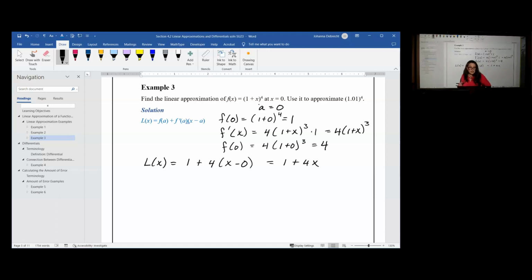Now we want to use this to approximate 1.01 to the fourth power. When we do this, we have to think about what the value of x actually is. What we want to raise to the power is 1.01, but the thing being raised to the power is the binomial 1 plus x. What would x need to be so that 1 plus x is 1.01? You're right, x needs to be 0.01, not 1.01. We need this to be true.